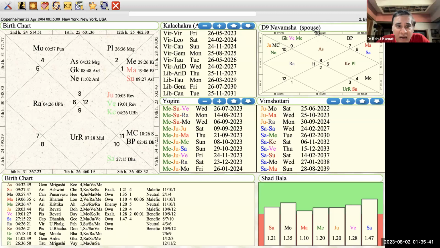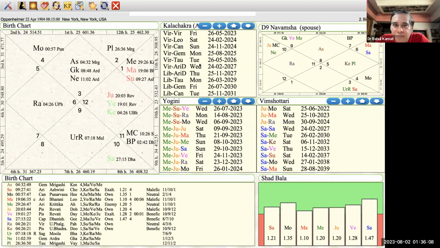Although it is exalted technically, it also indicates that he came from a very wealthy New York family. His father was an extremely wealthy person, from a wealthy family. So this indicates he was extremely well heeled. He had a very rich childhood. As we know, he studied his undergraduation at Harvard. He subsequently went to Cambridge. And then, of course, after that, he went to Göttingen to study with Max Born.